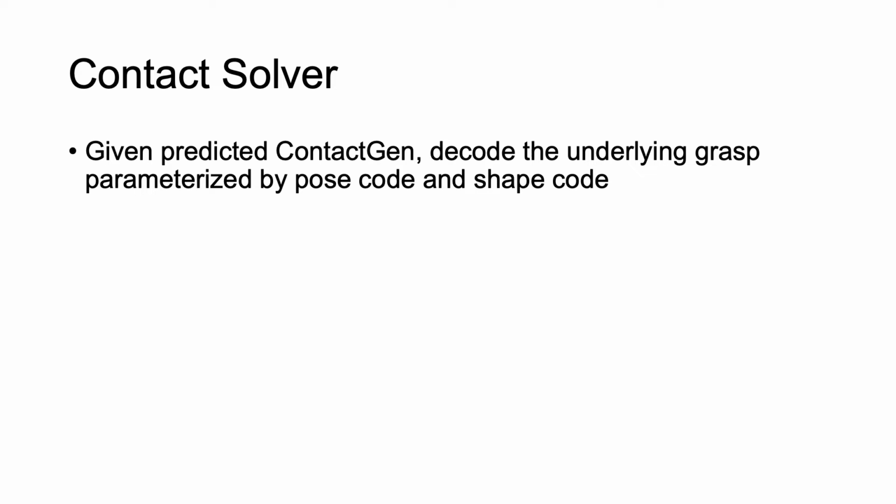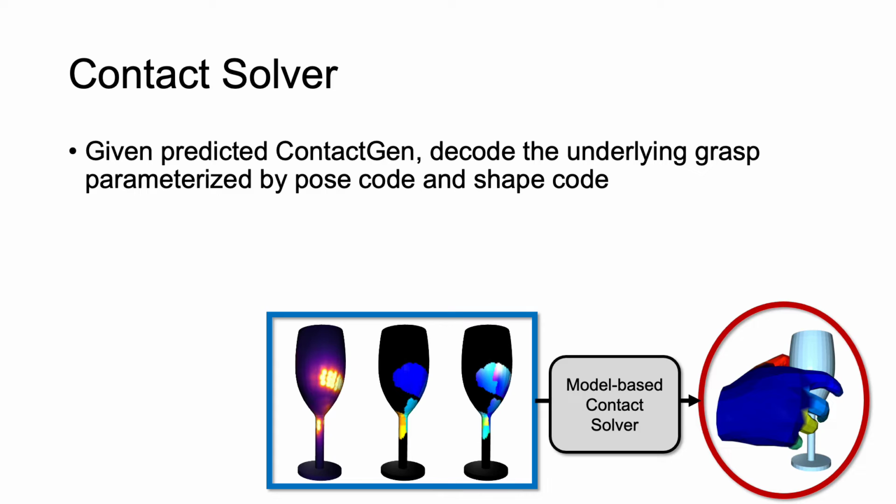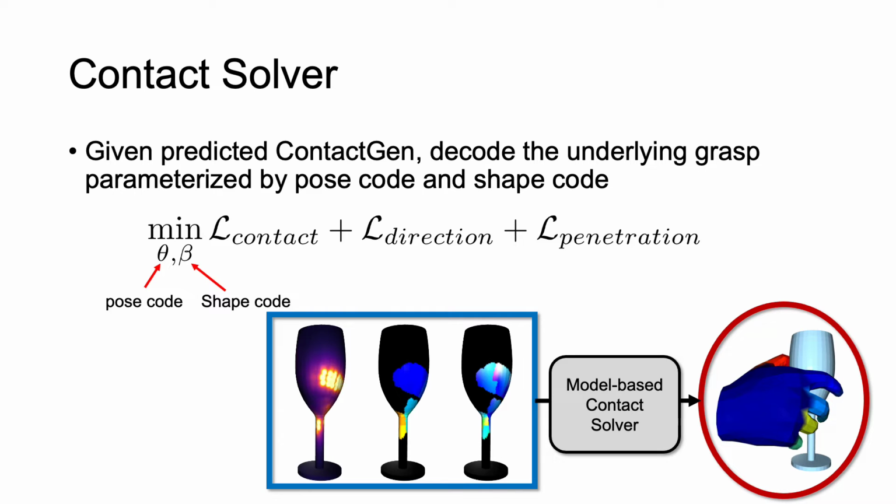Next, we discuss how to convert the sampled object-centric ContactGen into the corresponding hand grasp. We optimize the pose and shape code of the hand model from the predicted ContactGen. The optimization objective consists of a contact loss, direction loss, and penetration loss. Please see the paper for details.